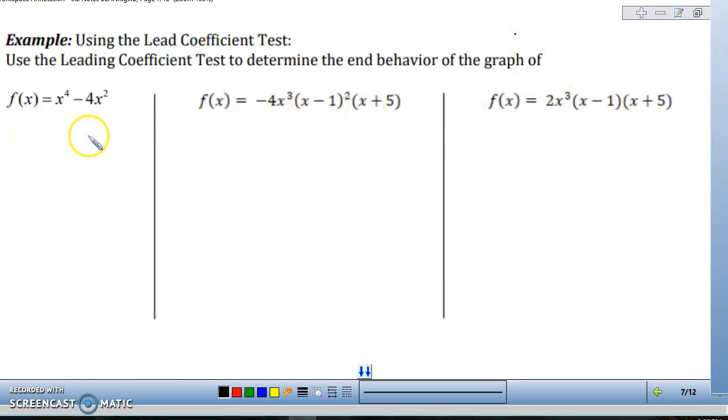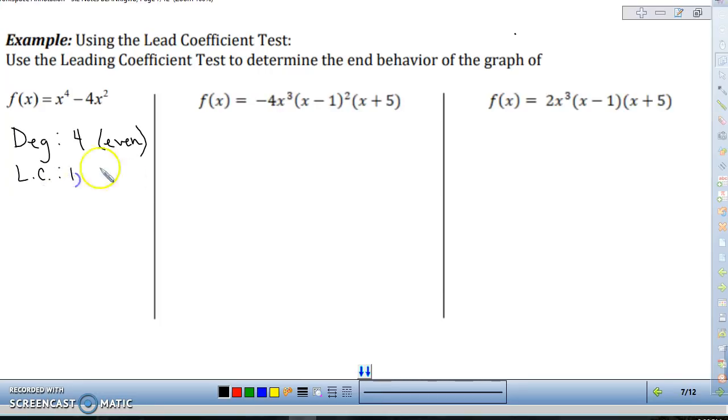All right, so this very first example, we want to go ahead and first list out what is the degree of this polynomial. This is a fourth degree polynomial, which means our degree is even. Our lead coefficient is 1, but more importantly, that means it is positive. So with an even degree polynomial with a positive lead coefficient, my end behavior will be rising to the left, rising to the right.